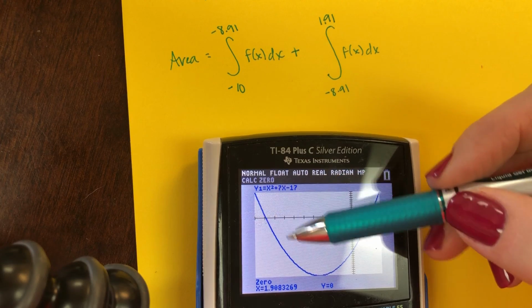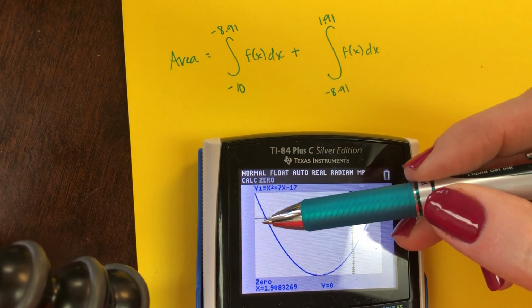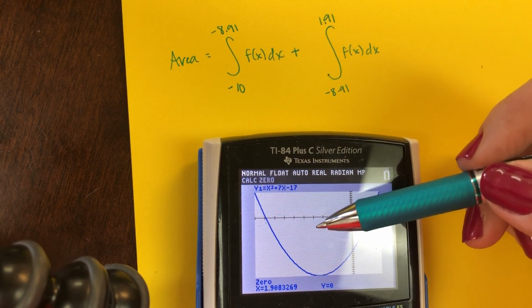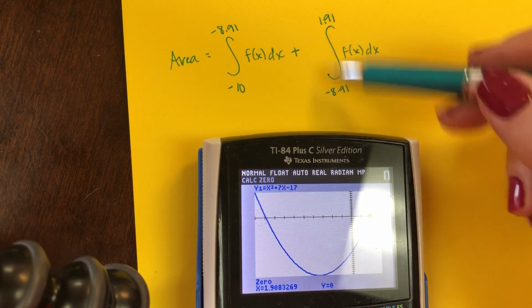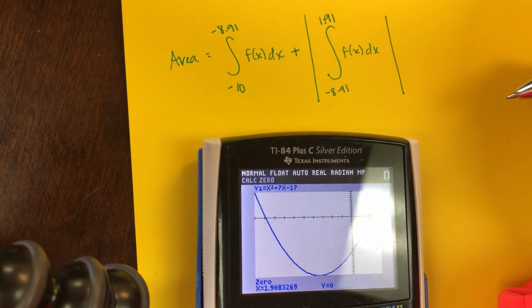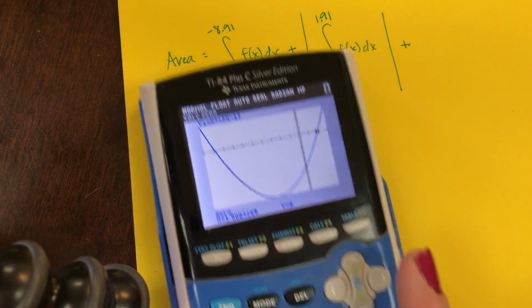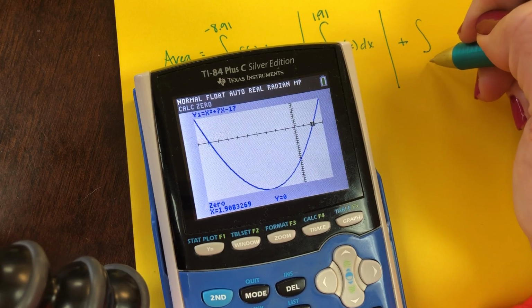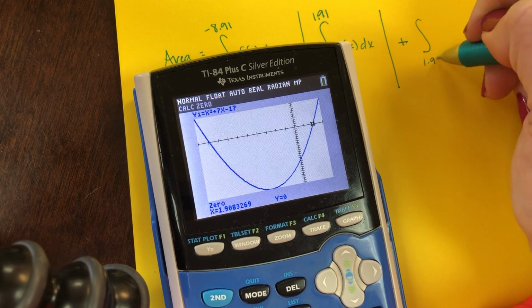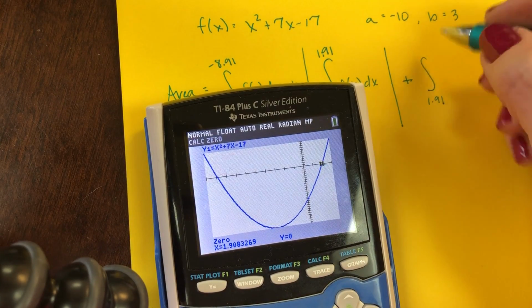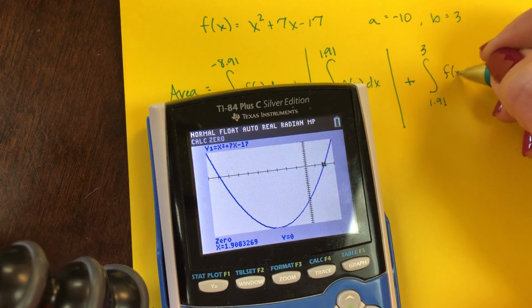And since that whole big chunk from negative 8.91 to 1.91, since that whole piece of real estate is under the x-axis, if I don't force it to be positive, it'll come out to be negative. So that whole thing has to go in absolute value signs. And then we've got to finish it out. We can't forget about this little sliver. His left wall is 1.91. His far right boundary is 3. And that's what I have to antiderive.